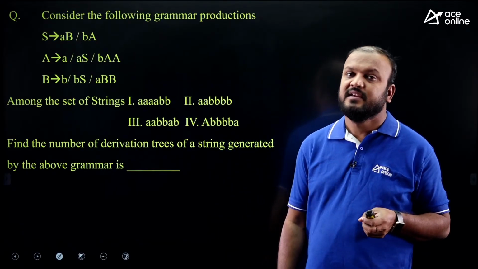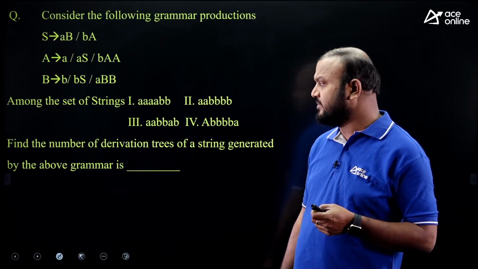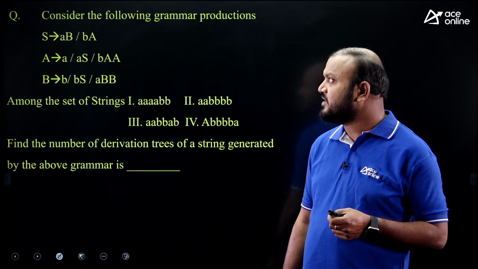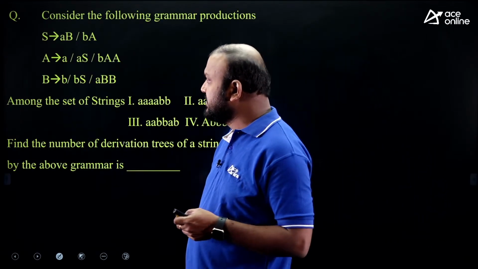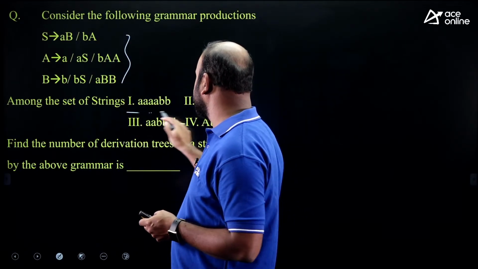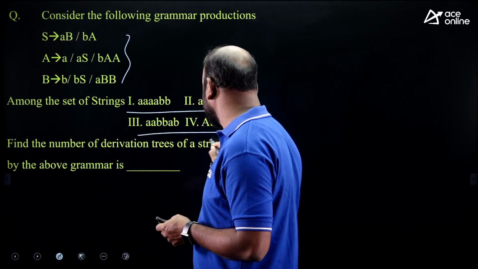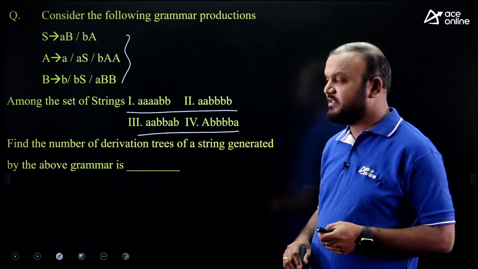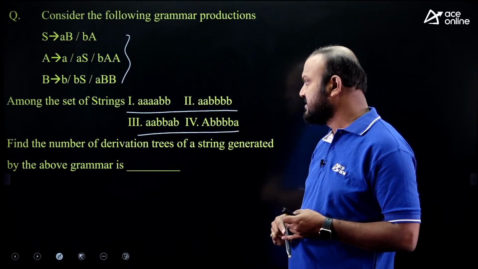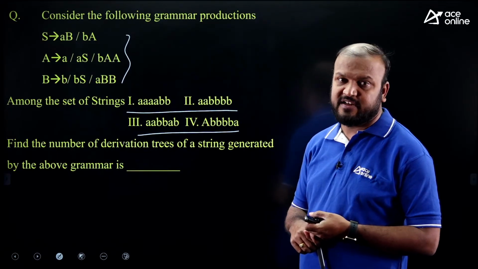In parsing, we have 3 sub-chapters: context-free grammars, top-down parsing, and bottom-up parsing. So one important thing that is possible to ask is, they may give you a grammar and a set of strings, and ask you to find the number of derivation trees of a string generated by the above grammar. So here 4 strings are given. Among the 4 strings, which string is going to be generated? And for the generated string, how many derivation trees are possible?